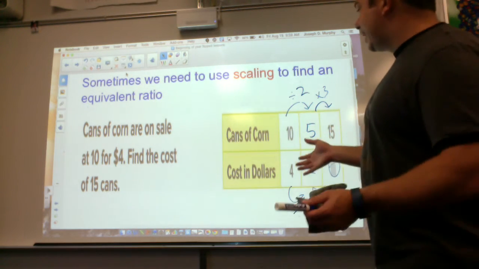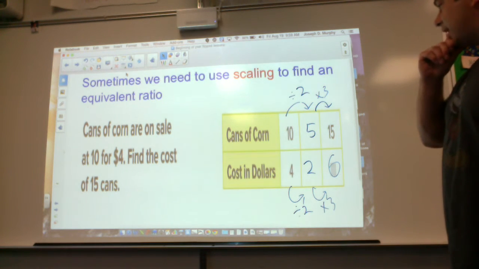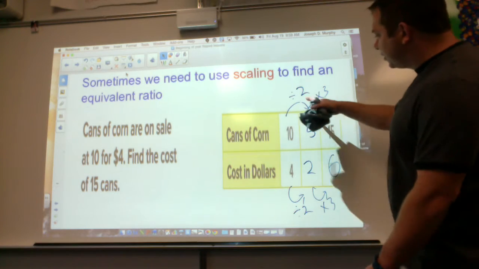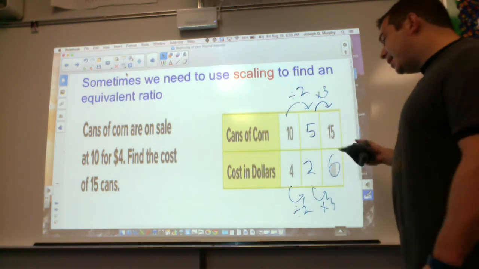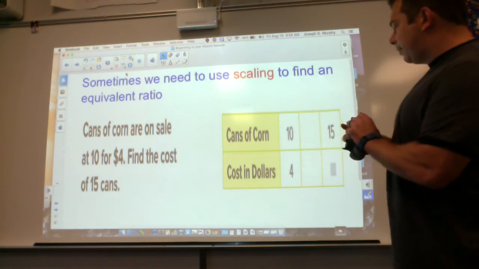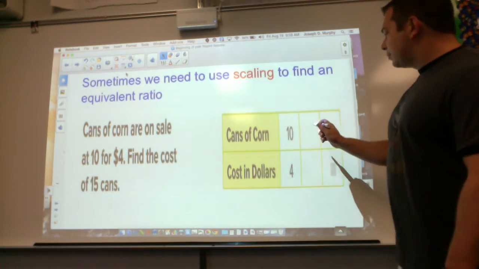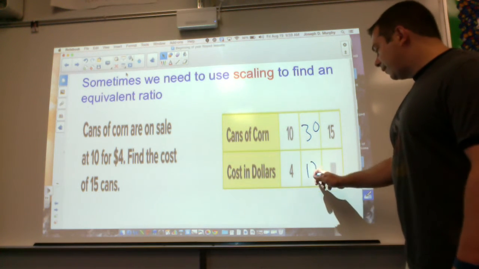Now there's other ways I could have done this. Could I have reversed it? Yes, I could have. Instead of dividing by 2 first, I could have multiplied by 3 and then divided by 2. Let's check that out. Let's multiply by 3. 10 times 3 equals 30. 4 times 3 equals 12.